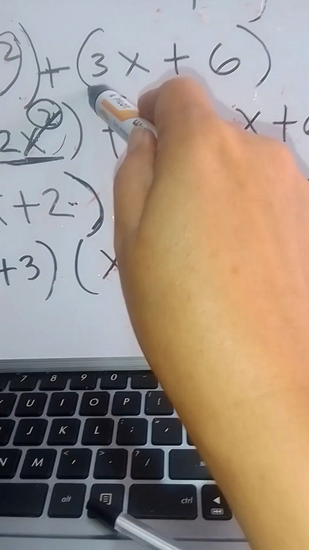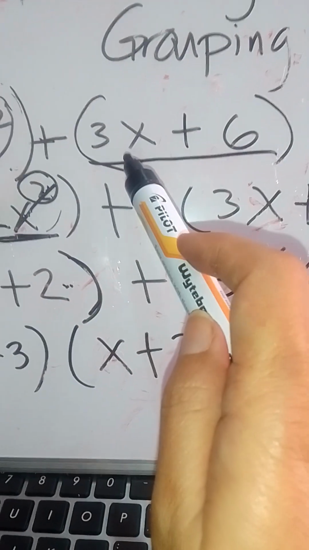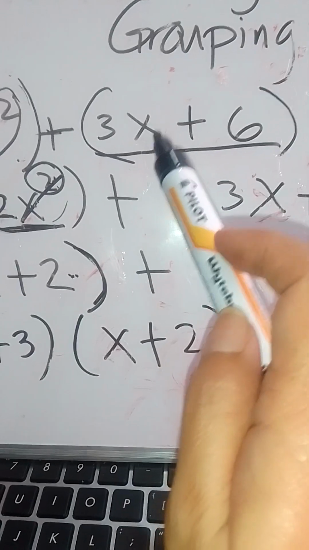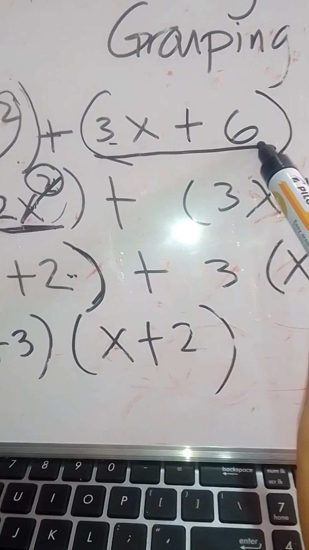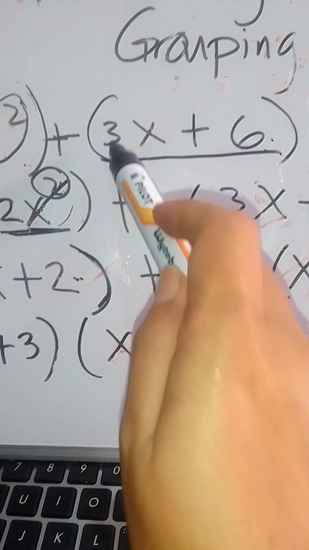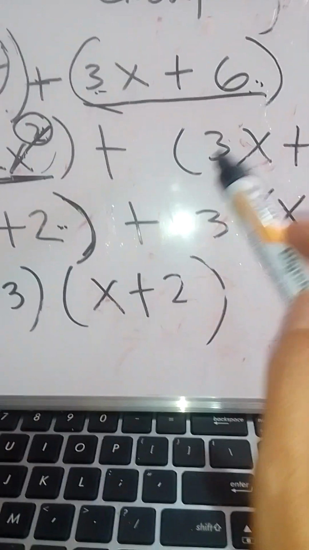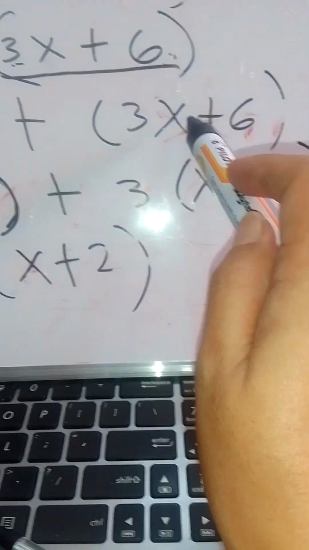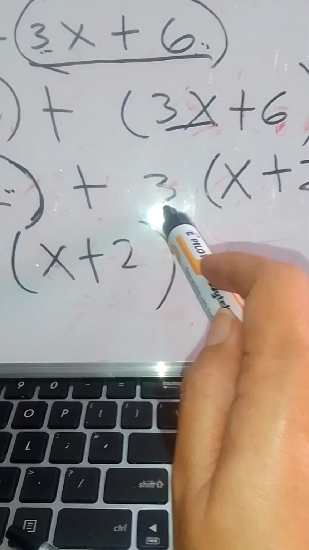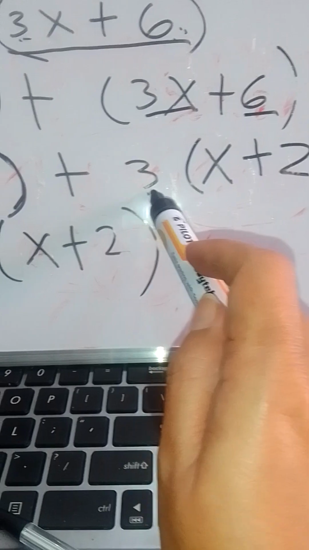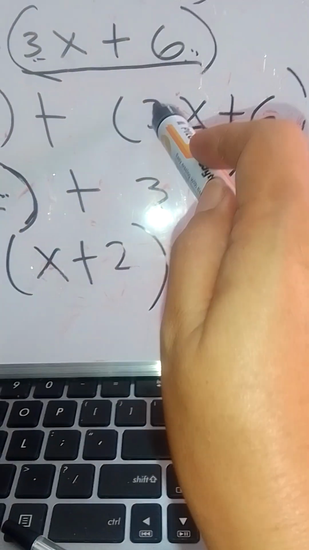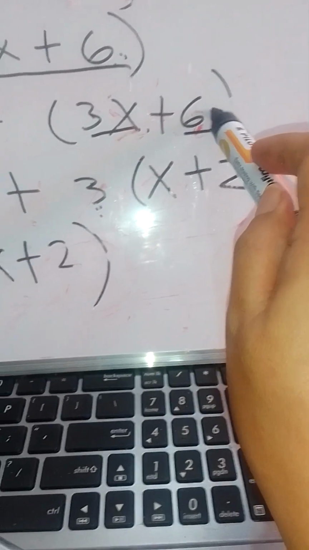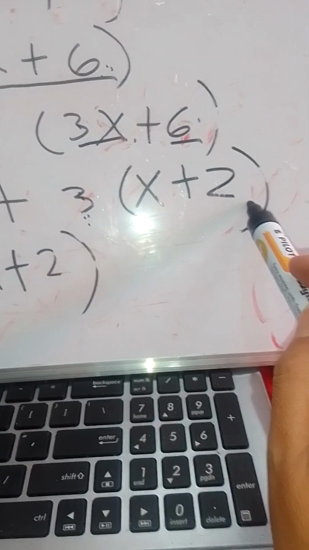And then next, you let out the coefficient of this. So 3 and 6. The greatest common factor of these two when you divide to the maximum is 3. So you let out 3 and then divide this one here and this one here. So 3x divided by 3, 3 divided by 3 is 1, so x will be left here. And 6 divided by 3 is 2.